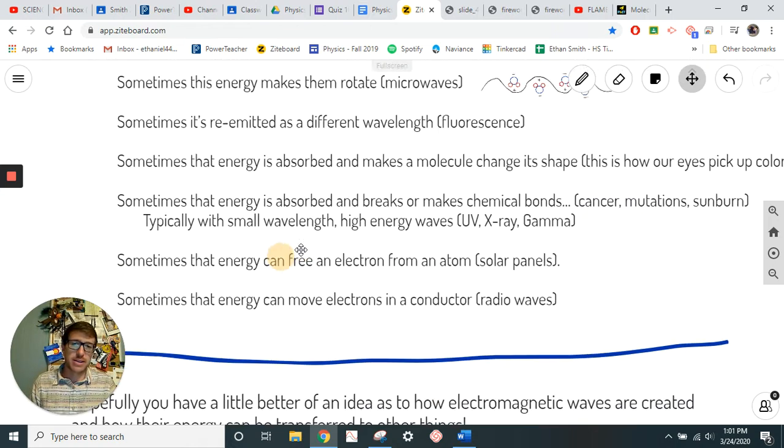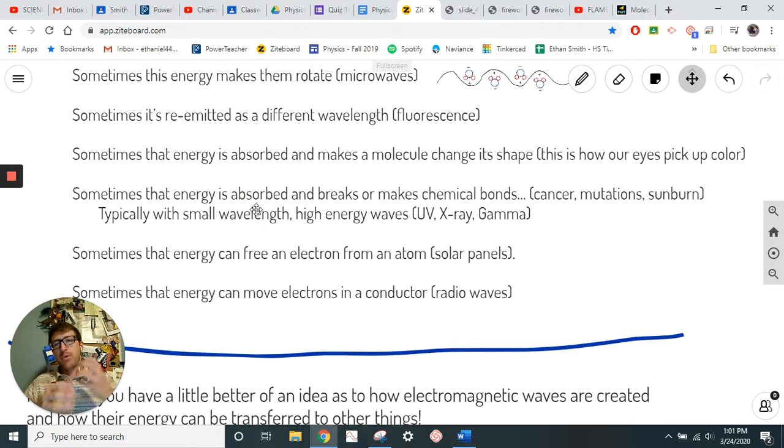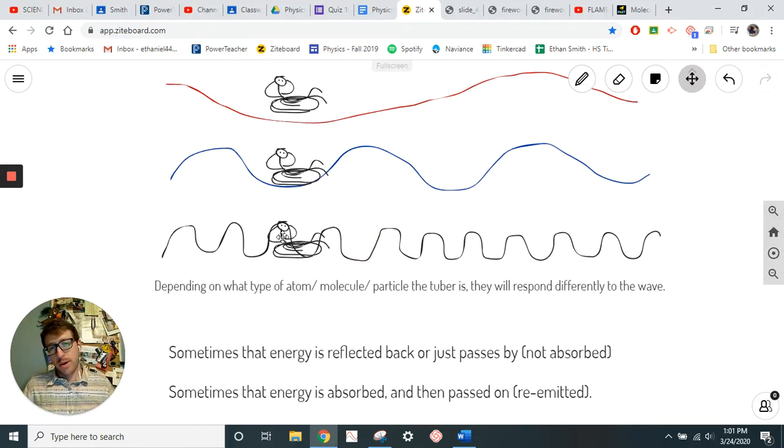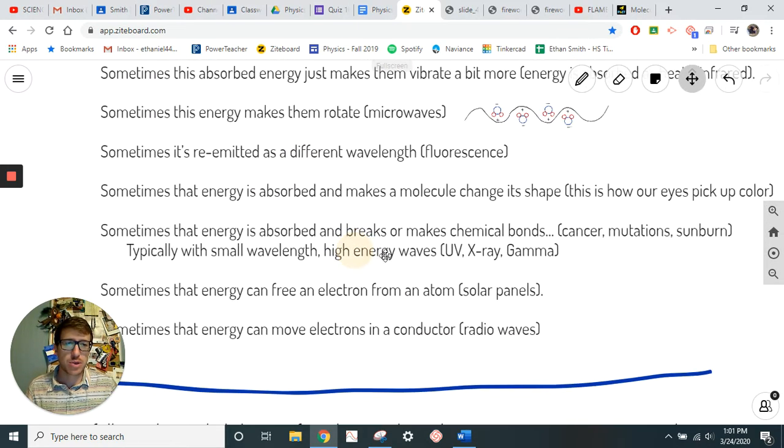Sometimes the energy, and this is a big one, is absorbed and it breaks or makes chemical bonds, right? So when we think of things like cancer and mutations, things as simple as sunburn, what's actually happening here is kind of similar to this scenario, right? Because of the size of our tuber, which is essentially an atom or a molecule, really a molecule in this case, those wavelengths are short and high energy enough that they can break apart, right? They can knock our tuber off of our tube. They can break apart those molecules and cause things like mutations. They can cause sunburn.